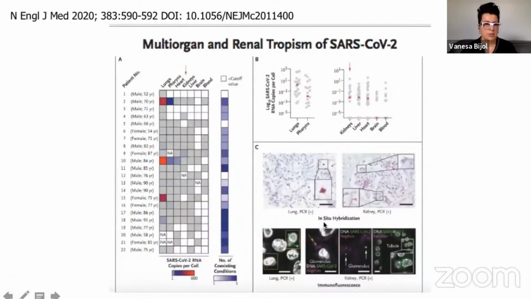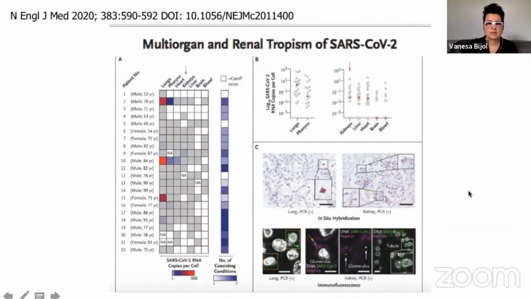Then came out the paper from New England Journal saying that in situ hybridization was positive in glomerular cells, in podocytes. But you can't tell how many of these cells, and how often you are supposed to see them, because remember, we did the same study, the same technique, and all of our cases were negative.